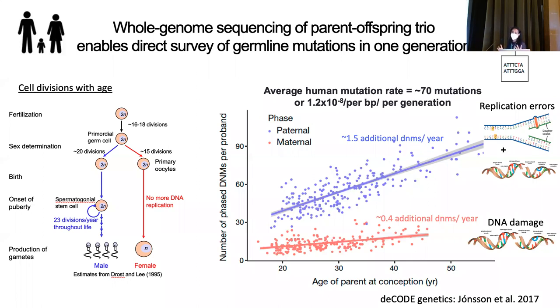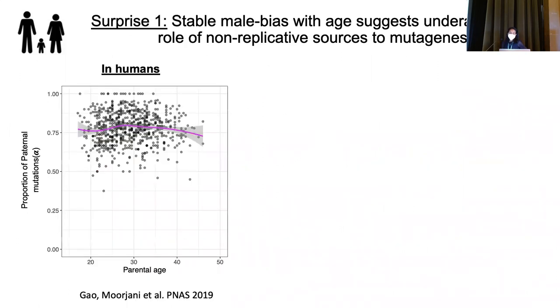So this parameter, which is generally called male bias, is roughly three-fourths mutations from the father and one-fourth from the mother. Now, interestingly, when you look at this male bias with the age of the parents, what you find is something very surprising. Because spermatogonial cells divide continuously post-puberty in males, your expectation would be a drastic increase in the male bias post-puberty. But in fact, when you look at the data, the male bias is stable with age. Even at puberty, it's already three-fourths mutations from the father compared to the mother.